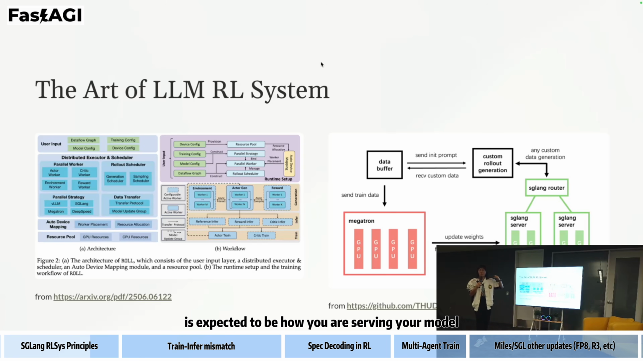It is expected to be how you are serving your model. If you expect your users to use your agents like round A, round B, round 3, then you need to train it with that. So using SGLang router is a good way: when your agent is being trained, you just deploy it with the SGLang router.